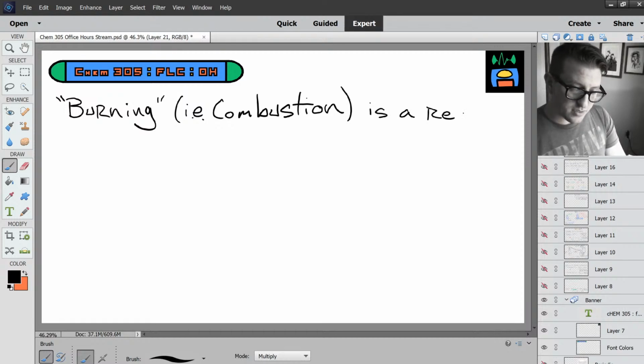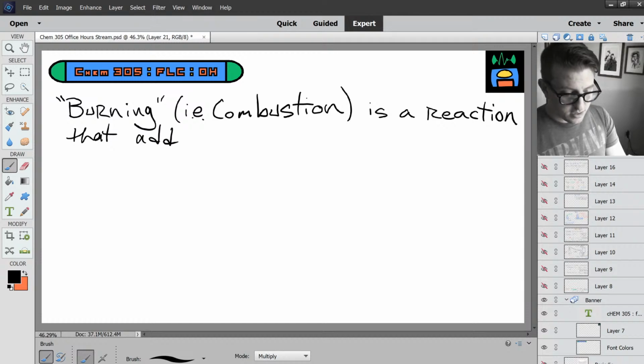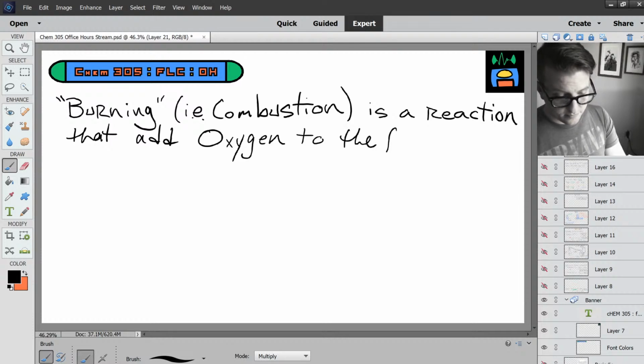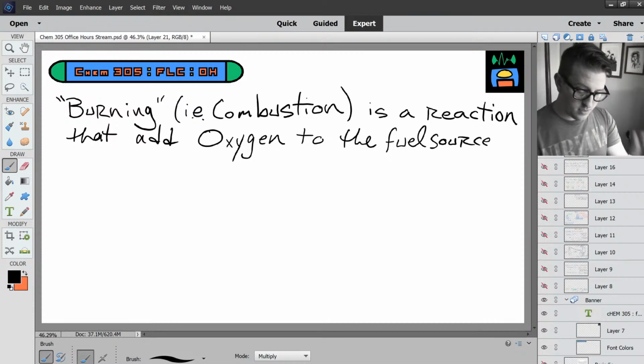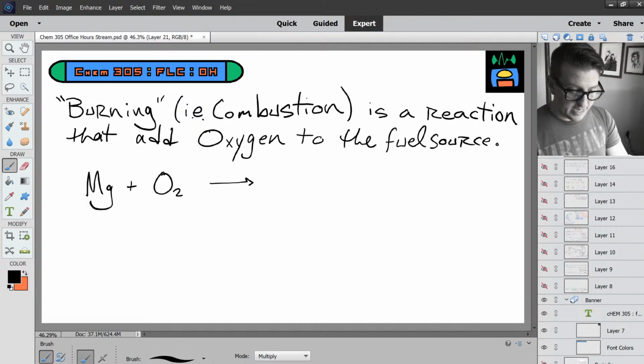it's a reaction that adds oxygen to the fuel. So, magnesium plus oxygen will make magnesium oxide.